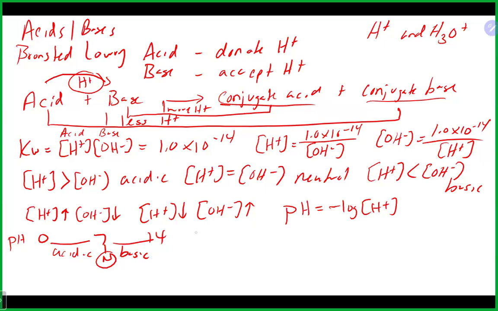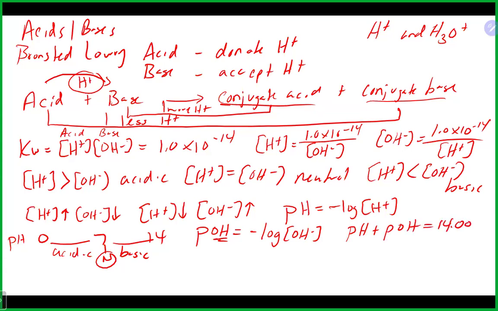There is a similar scale known as the pOH, and it's calculated basically the same way, except that it tells you the hydroxide concentration. So for pOH, you need the OH minus concentration, and it's minus the log of the OH minus concentration. The relationship between those two is a nice one: pH plus pOH equals 14.